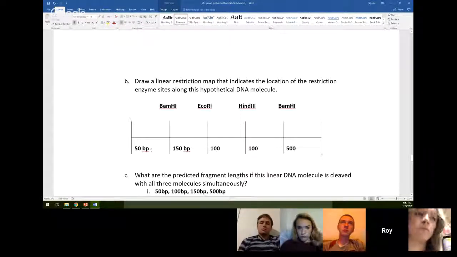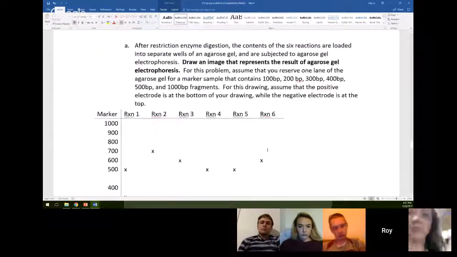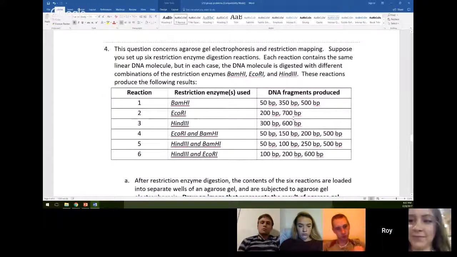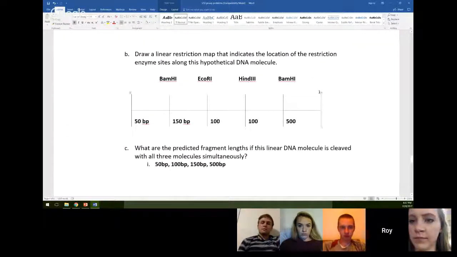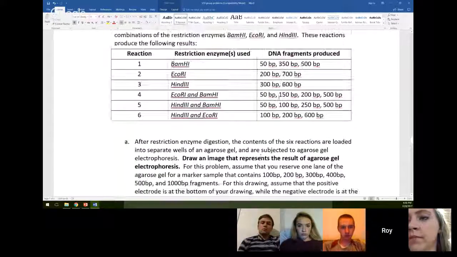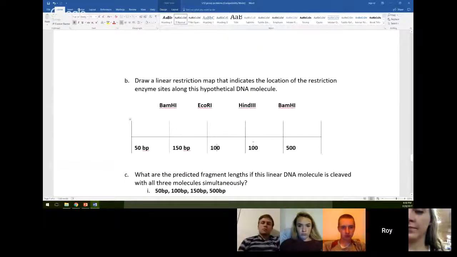So that's 200 to EcoR1, 300 to HinD3, and then from the back, you have EcoR1 at 700. So this should add up to 700 from EcoR1 to the back end. So 500 plus 200 is 700. And then HinD3 is 600, so HinD3 would sit right here. 500 plus 100 is 600. And so this would be your hypothetical DNA map.